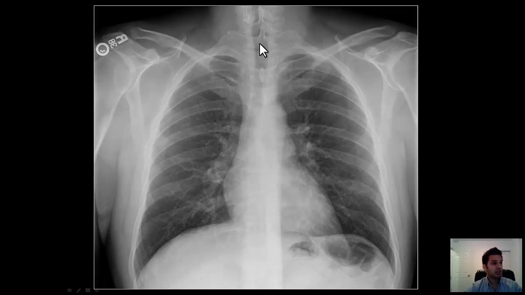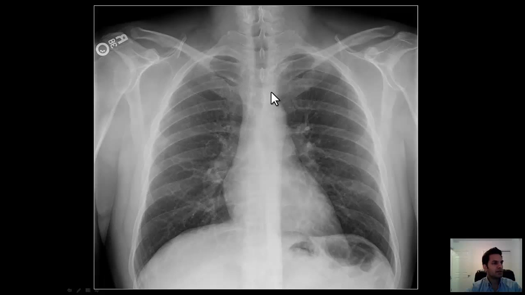Then we're going to go ahead and look at the trachea, which should be midline. It might be slightly to the right, which is normal. You follow it down. You want to find the carina, which is right here. And the reason the carina is important is, especially with endotracheal tube placement, you want to make sure the tip of the tube is at least 2 centimeters above the carina. Then you look at the right mainstem bronchus and the left mainstem bronchus.